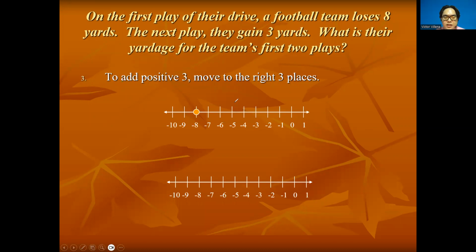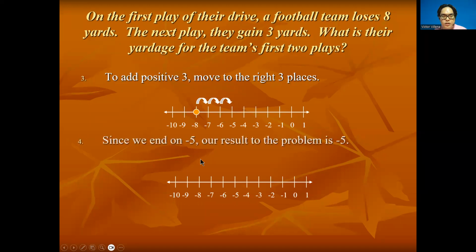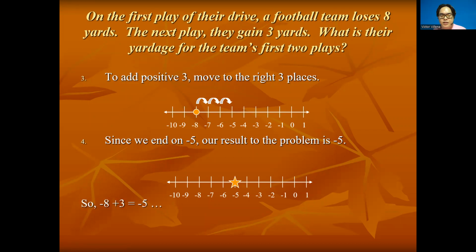So to add positive 3, move to the right 3 places from where we landed. It's negative 8, so we move to the right 3 times, and it will land on negative 5. What does it mean? When we landed on negative 5, it means that negative 8 plus 3 is equal to negative 5. So the result of the first two plays is a loss of 5 yards from the starting point. Do you understand? Do you have any questions?